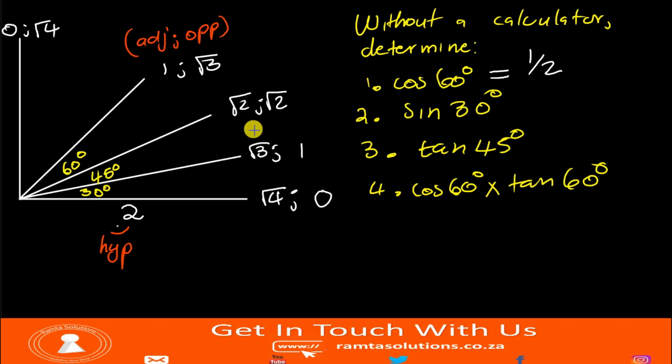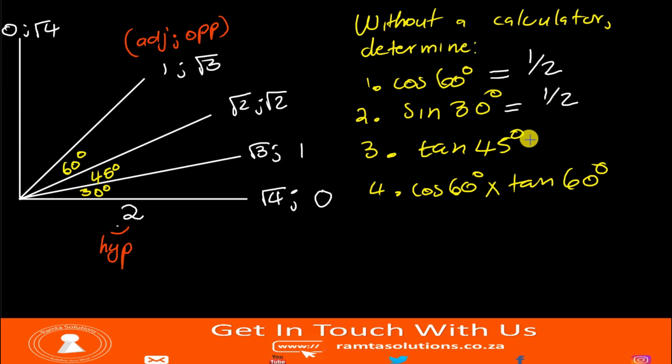Now, let's go to sine 30. Here is the 30 degrees line. SOHCAHTOA: sine is opposite over hypotenuse. The one that corresponds to opposite is 1, so it's 1 over 2. You can now check sine 30. It returns half.